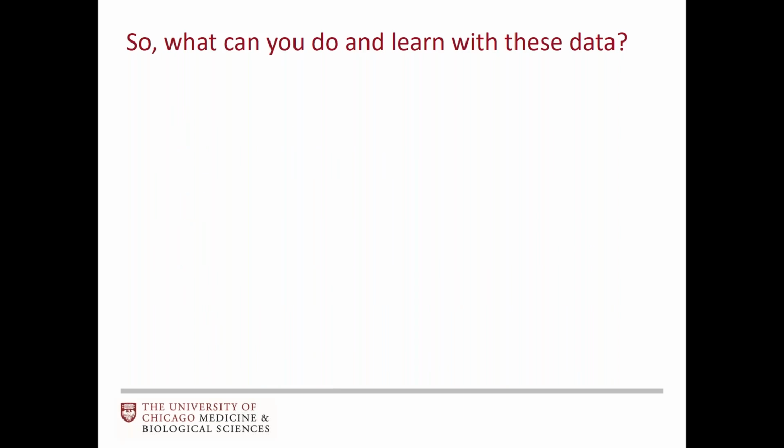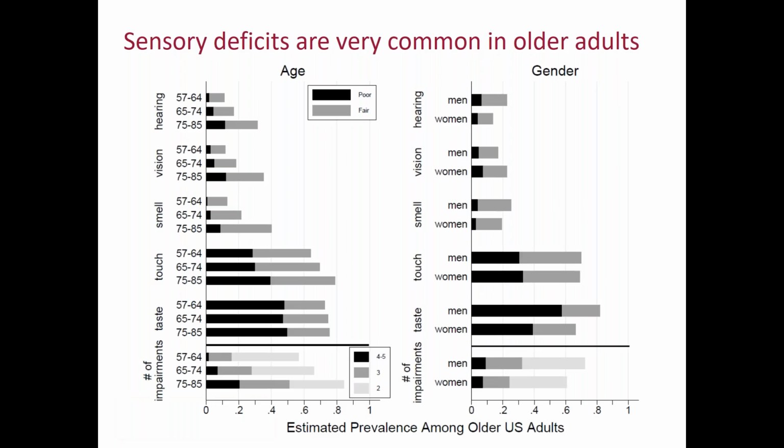So those are the measures in a nutshell. And the question is, what can you do with that, and what can we learn with these data? So I'll just give you a few examples of our research and what we've learned from looking at these 5 senses and how they affect social life and health. So the first thing we wanted to do was just say we have all 5 measures in the same people at the same time. How common are these deficits, and how often do they overlap?